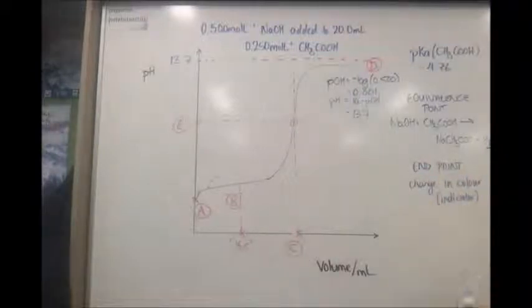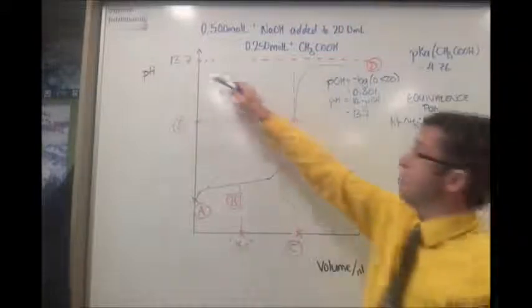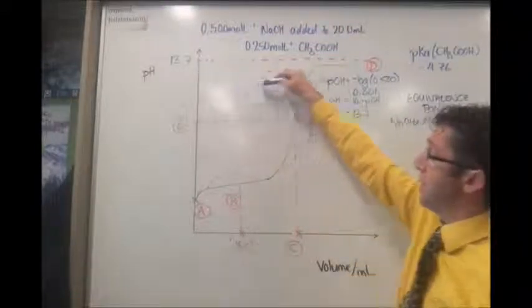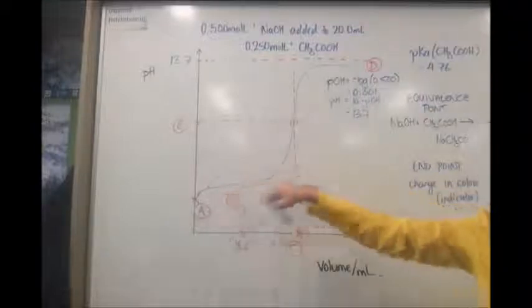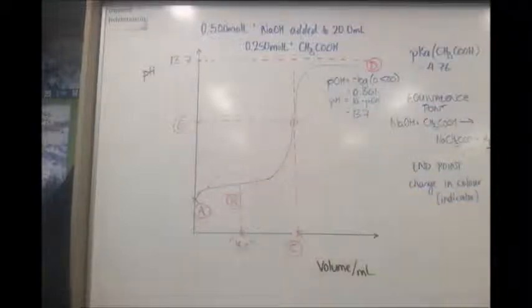Now if it was a strong acid being added to a weak base, the shape would be the opposite: drop suddenly, buffer region and then come down here, which we'll do later. Then of course it would be even easier to work out because it's just the pH of that acid.